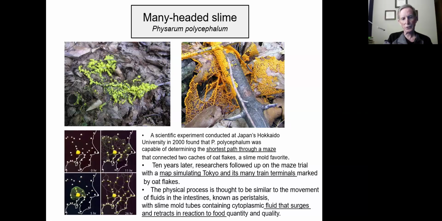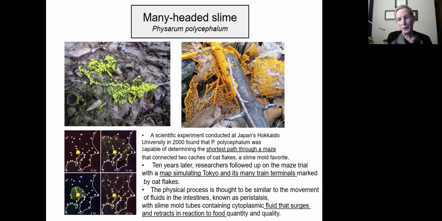You'll see this is based on 4 days, 0%, 0.5, and the number of hours. Within 24 hours, it had found all of the locations of oat flakes, and this network looks like the train network of Tokyo. In other words, they found the shortest distance between every station based on the engineering of the Tokyo metro system, which made the news. There's been a lot more experimentation with this since then about it being able to find things. It surges and retracts in reaction to food and finds its way to the food.